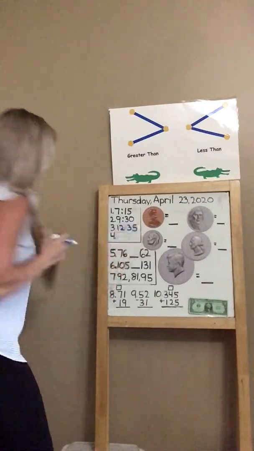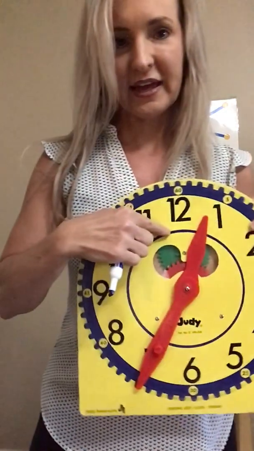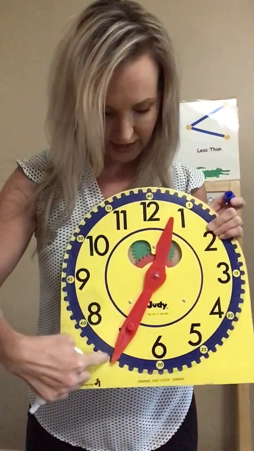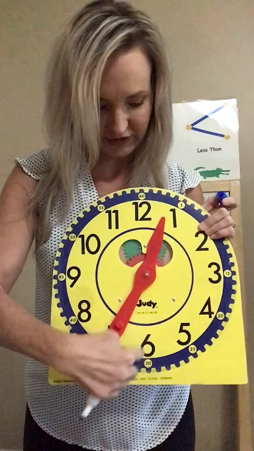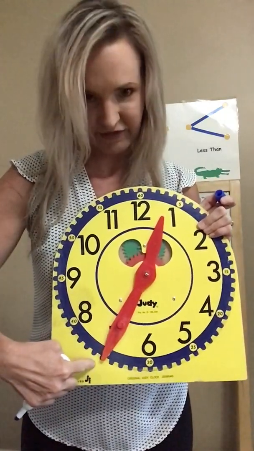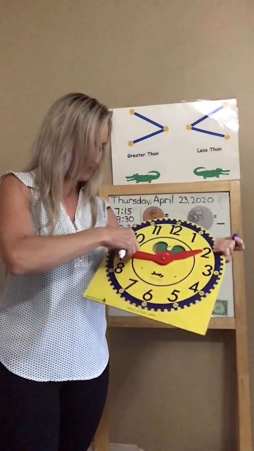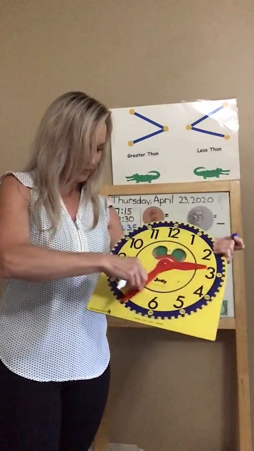12:35. Okay, my hour hand is past the 12, but it's not at 1 yet. My minute hand is on the 7. Remember, 6 after is 30 minutes, 35. Next time, I want you to write this time on your whiteboard.